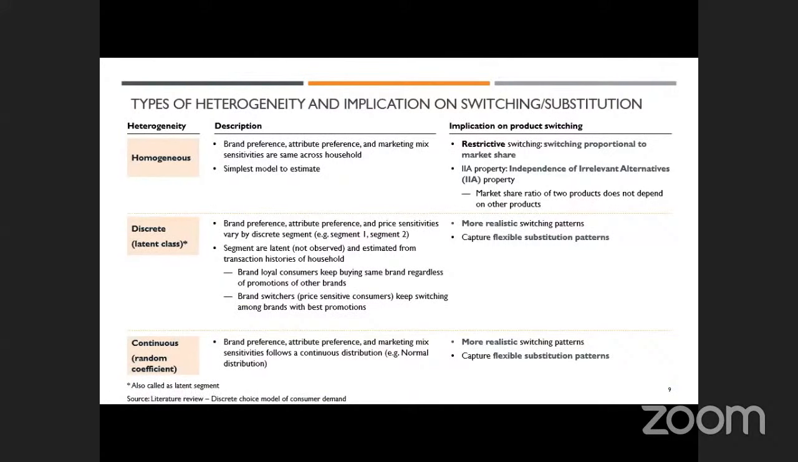So that's basically the basic framework. I already mentioned the heterogeneity of it, right? So there are two major ways to do it. You can assume that there are groups of consumers, a certain number of segments, like 3 or 5, as an example, and then estimate these parameters at the group level. That's called discrete heterogeneity, or latent class, or latent segment. So this is also doable.